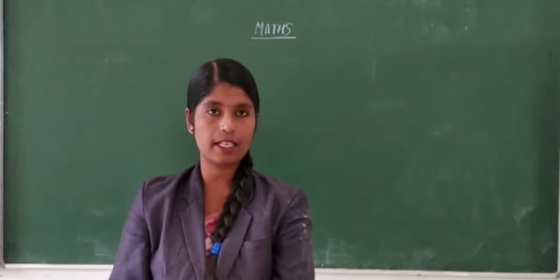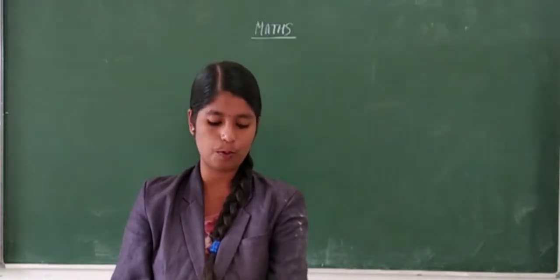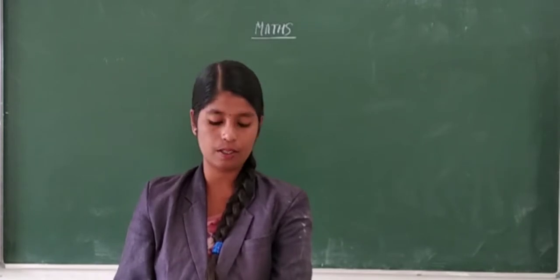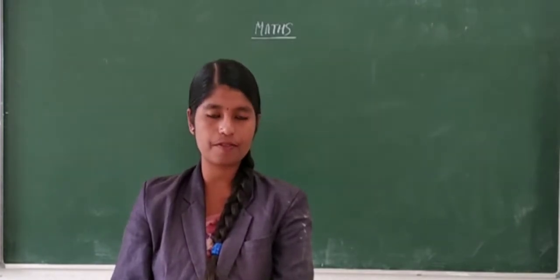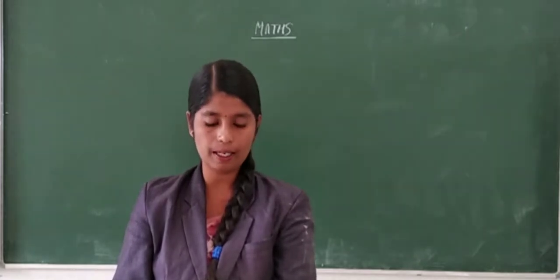Belongs to R and Q is x minus 19 is greater than or equal to 1 minus 3x. X belongs to R. Find the range of set P intersection Q and represent it on the number line.